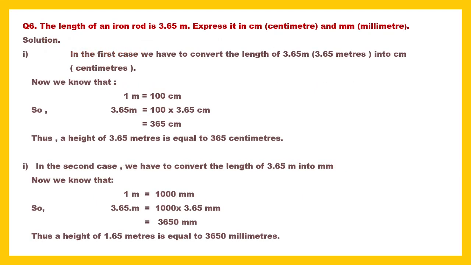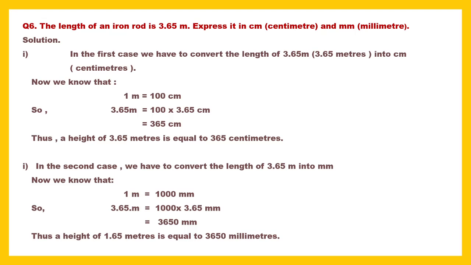And the last problem here: the length of an iron rod is 3.65 meter. We need to convert it into centimeter as well as millimeter. In the first case, 1 meter is equal to 100 centimeter, and 3.65 into 100 is 365 centimeter, and that is the length. In the second case we have to convert this 3.65 meter into millimeter. 1 meter is equal to 1000 millimeter as we know. So 3.65 meter into 1000 equals 3650 millimeter.